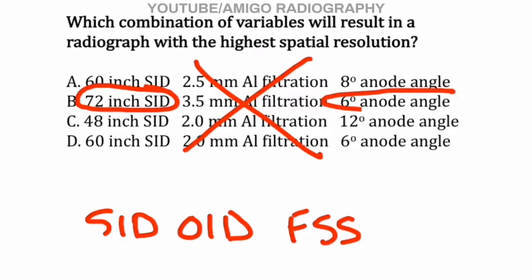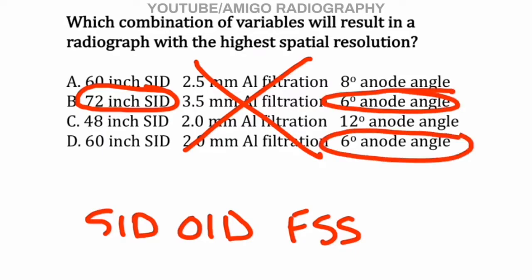And so we've got two small angles, 6 degrees and 6 degrees. So once again, B is clearly the obvious answer because it has the largest SID and the smallest anode angle.